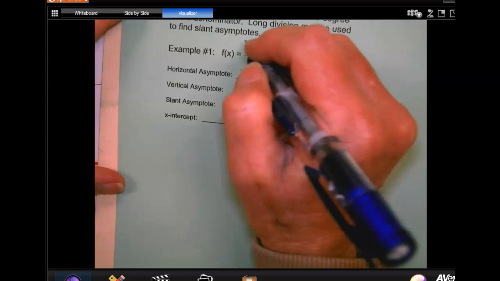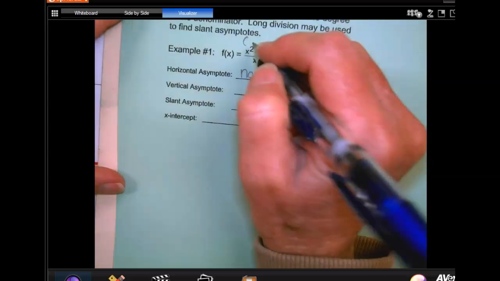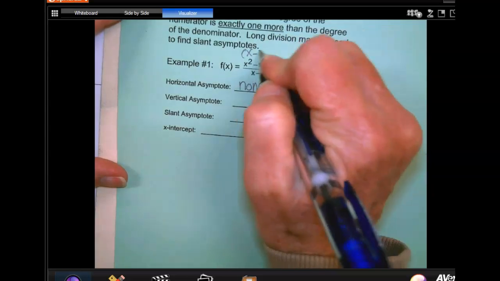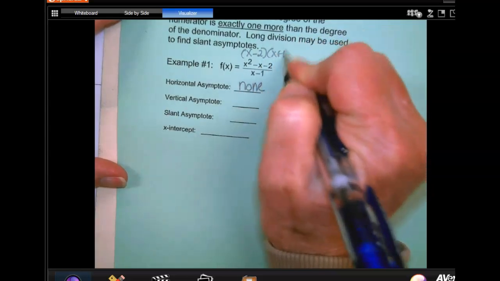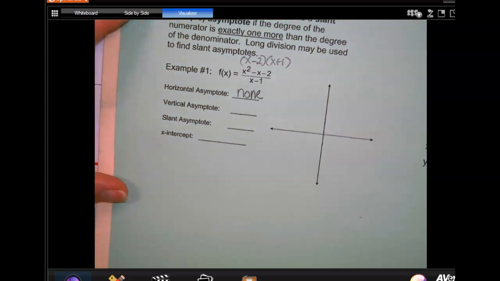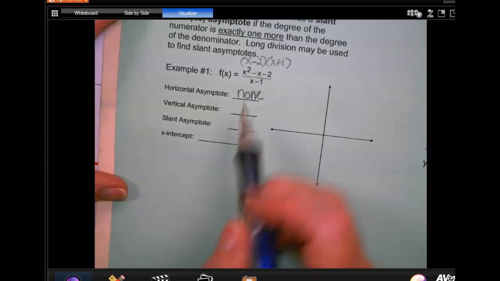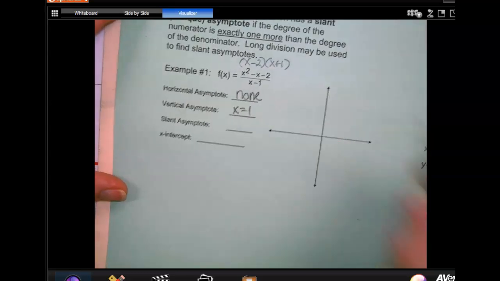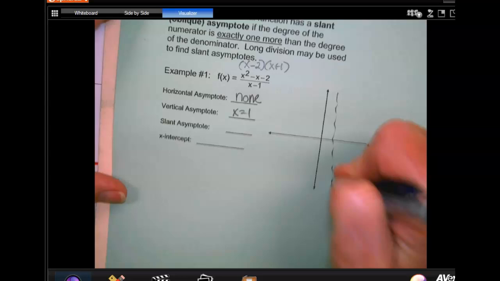So I'm going to go ahead and factor on top to make sure nothing cancels. So I'm going to have x minus 2 and x plus 1. Does anything cancel? Is there a hole? There is no hole. So next, what's my vertical asymptote? x equals 1. So I'm going to go ahead and dot in x equals 1.